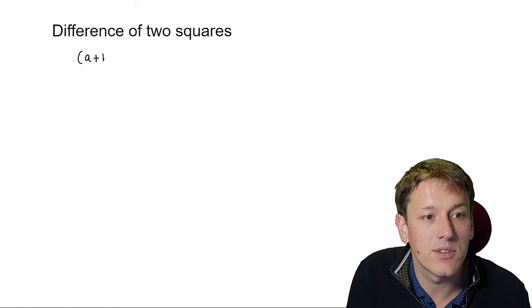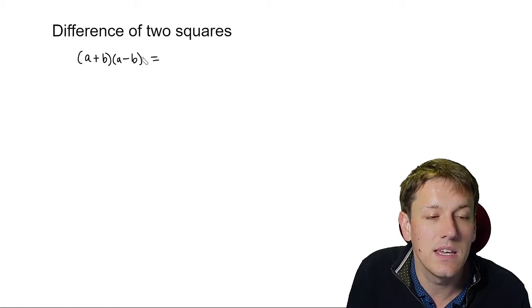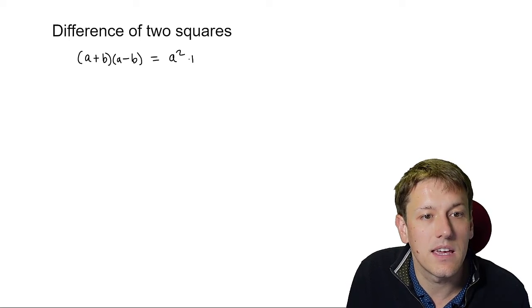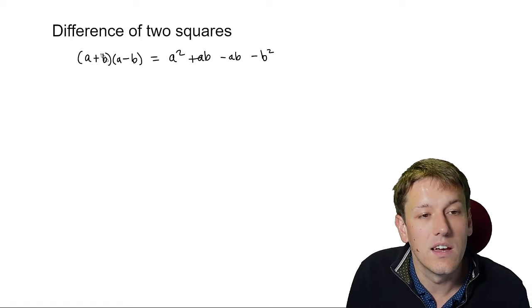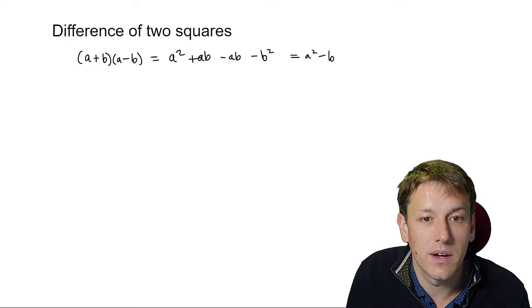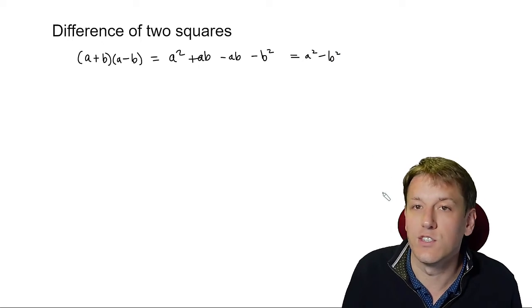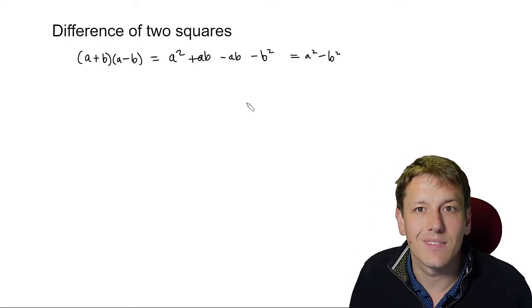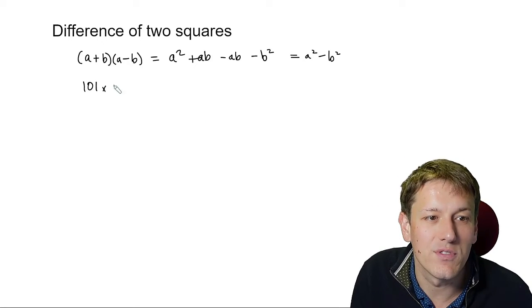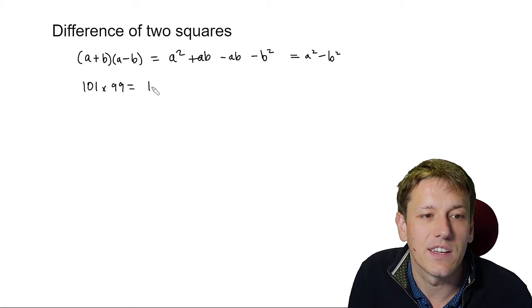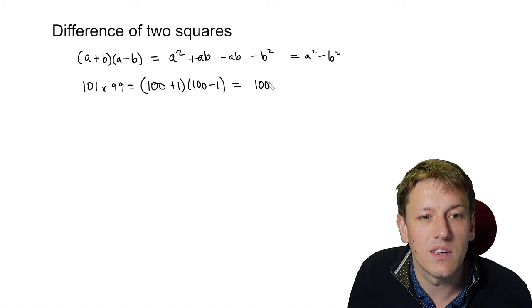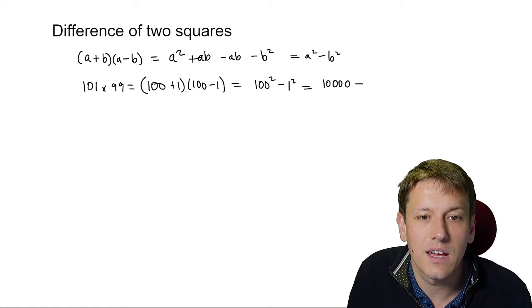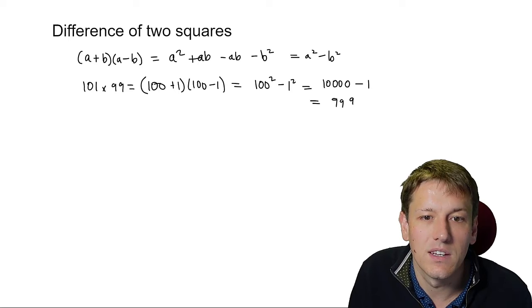Well, it just says if I multiply out a plus b times a minus b, right, I get a squared, I get a plus ab, I get a minus ab, and then I get minus b squared. So actually I get here a squared minus b squared, right? So we often use this to do a bit of calculation quickly. If I want to do something like 101 times 99, I could think of it as 100 plus 1 times 100 minus 1, and that would give me 100 squared minus 1 squared, so that's 10,000 minus 1, so that would just give me 9999.